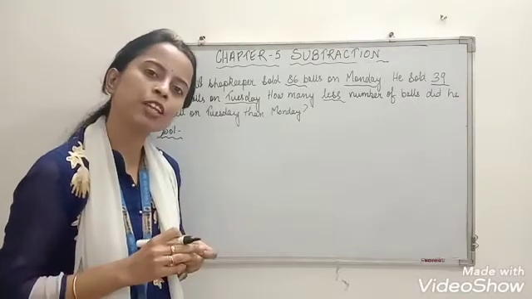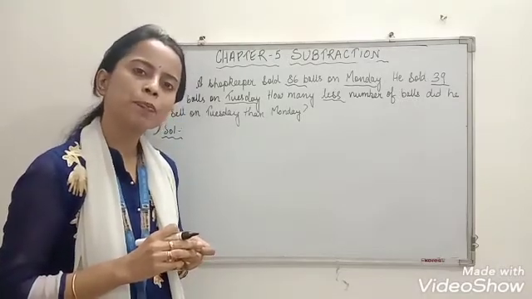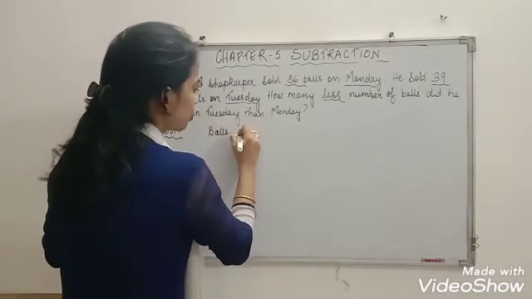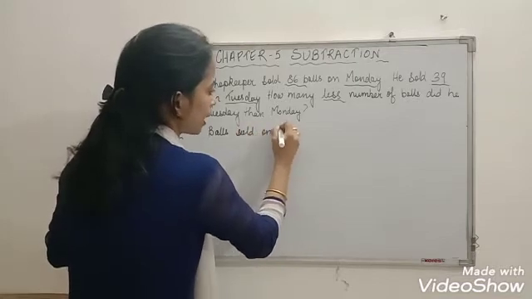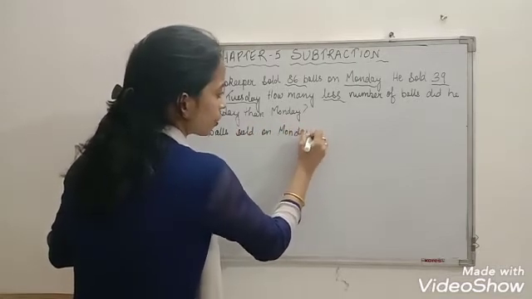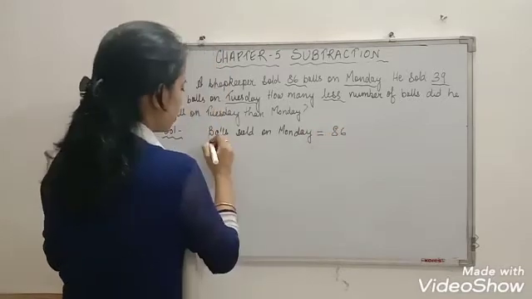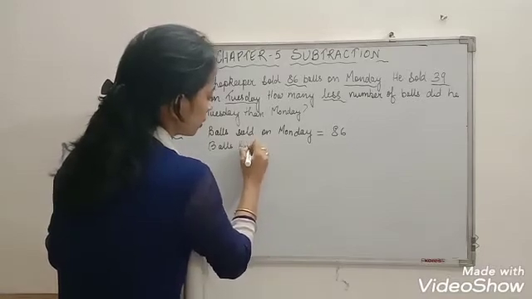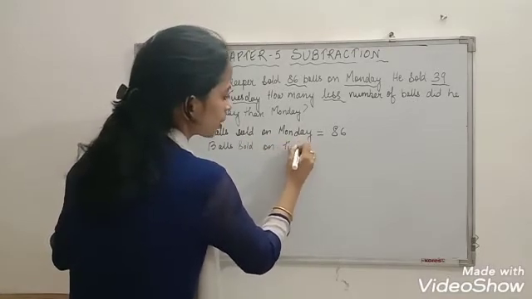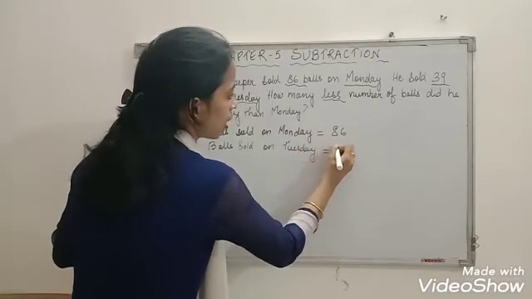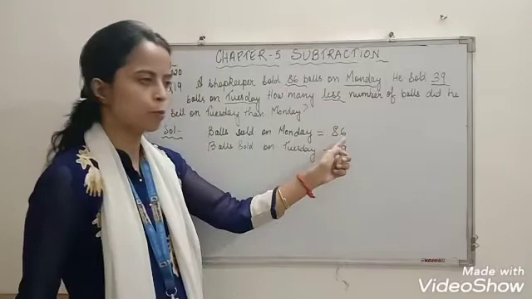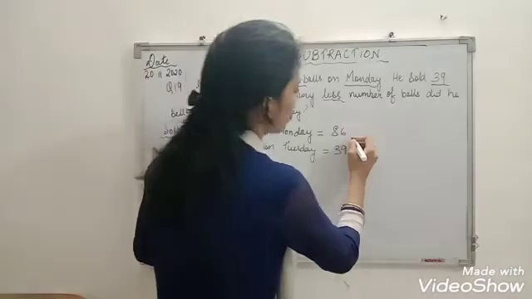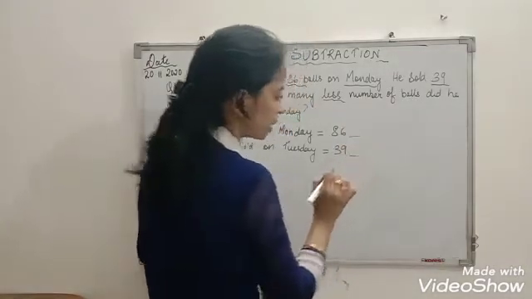So how are you going to find out, children? Tell me. Balls sold on Monday, how many children? Equal to 86. Balls sold on Tuesday, how many children? 39. Which day did he sell more balls, Monday or Tuesday? Yes, he sold more balls on Monday and less number of balls on Tuesday.